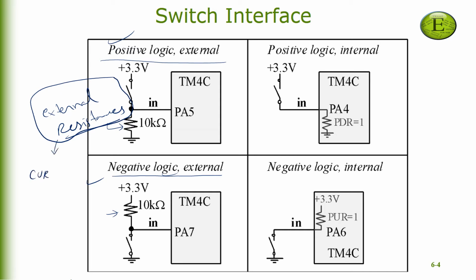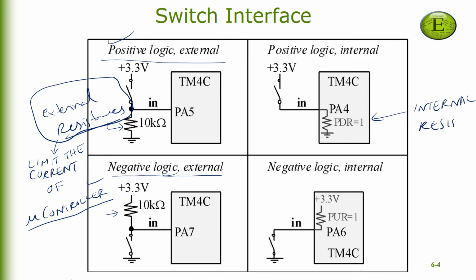So again, if we take some notes, we can say that external resistance is used to limit the current of the microcontroller. There is, however, another way to limit the current without using external resistances. We can activate internal resistance. Okay.